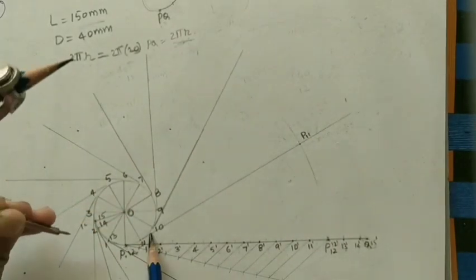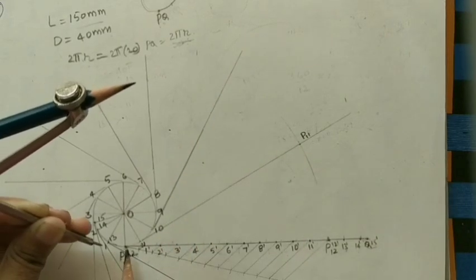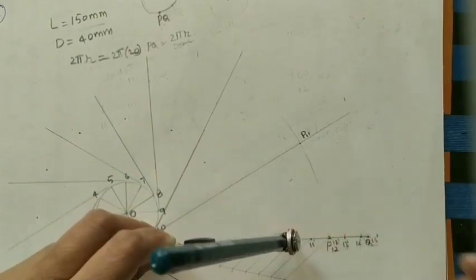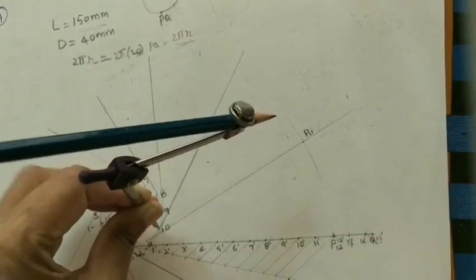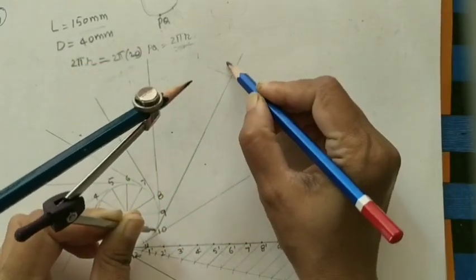Similarly, next on the 10th one, mark P10. After P11, mark P10. How to find P10? P and 10 dash. This length we are marking on the 10th tangent. This point as center from the 10, take this one, mark this is P10.